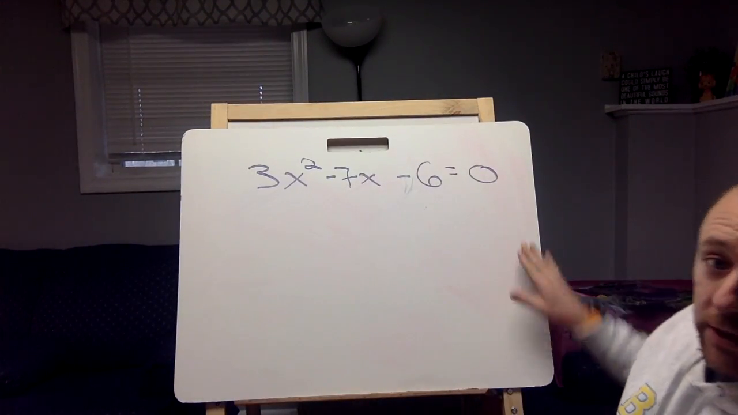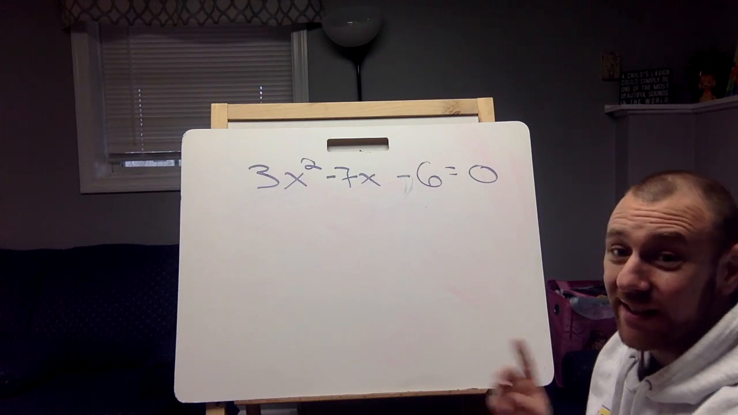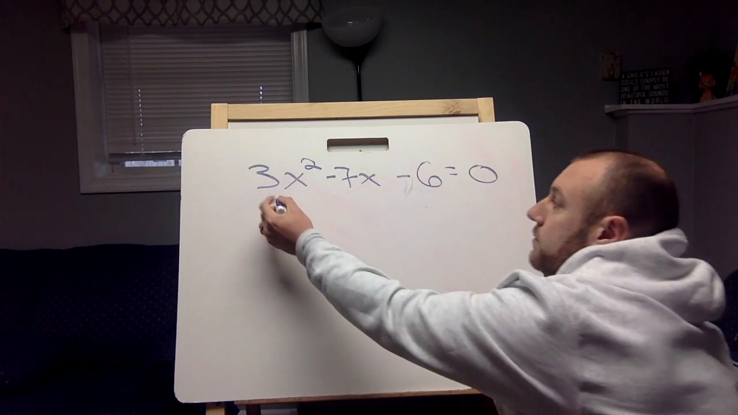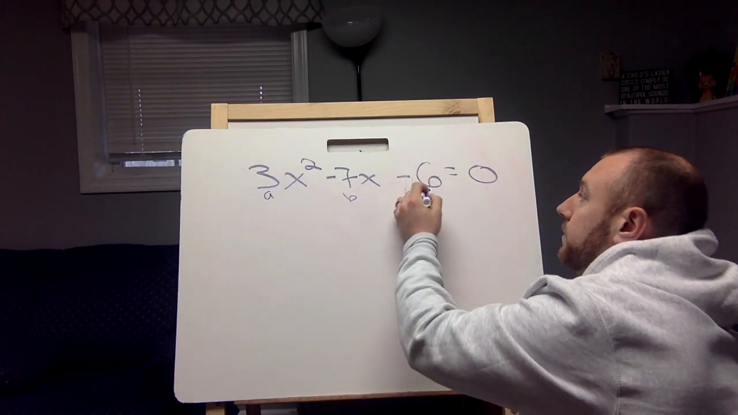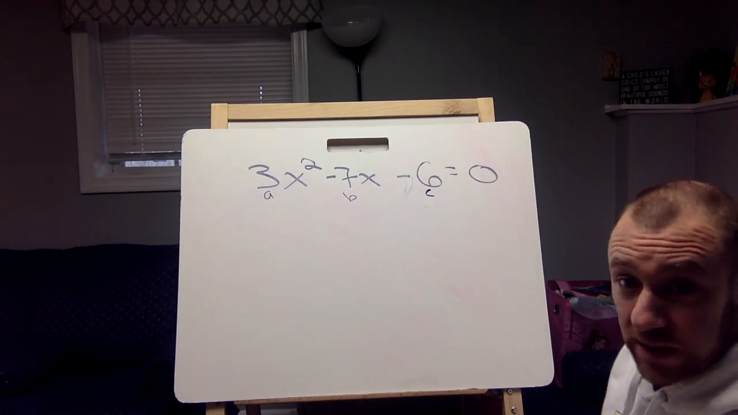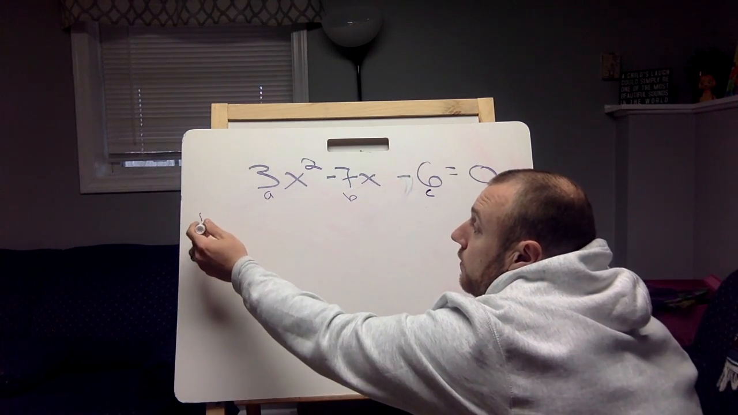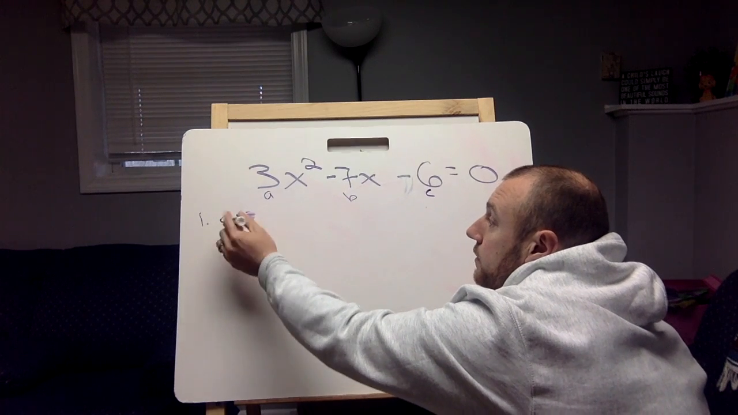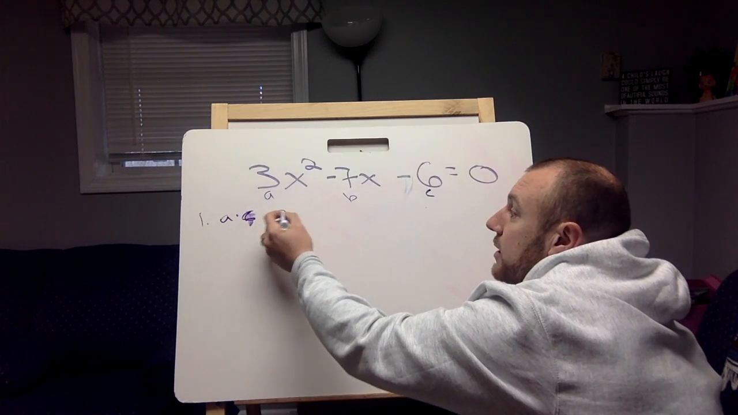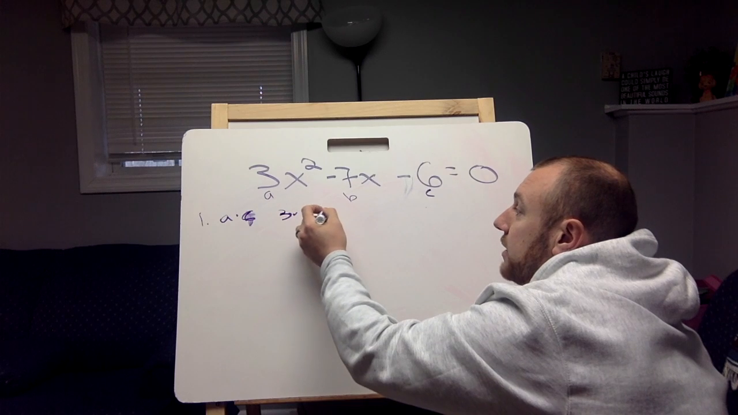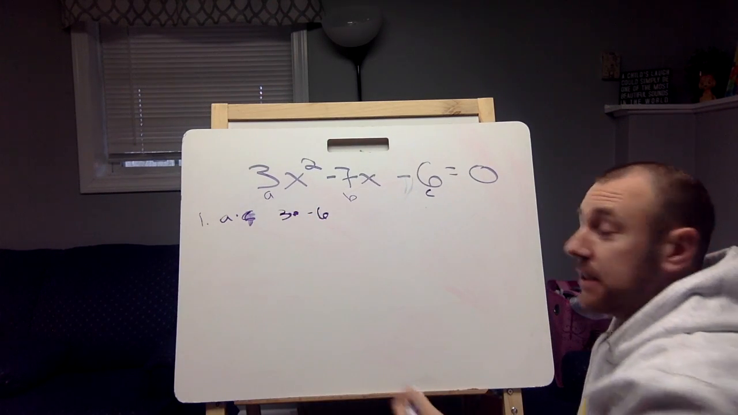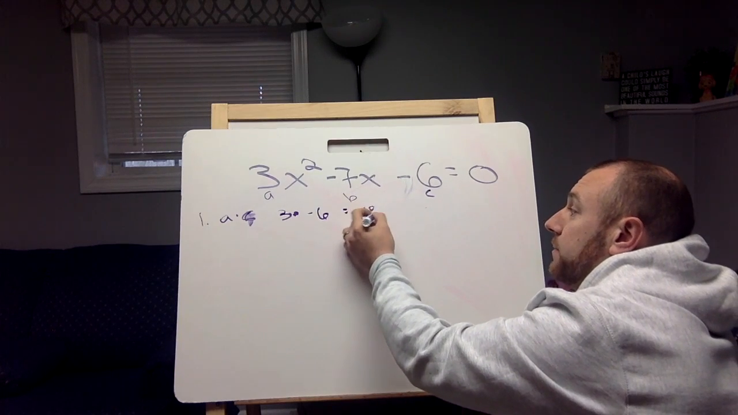When you have the three terms, but now a doesn't equal 1. In this case, a is 3. So my first step is a times c, which in this case is 3 times negative 6. So 3 times negative 6 is negative 18.